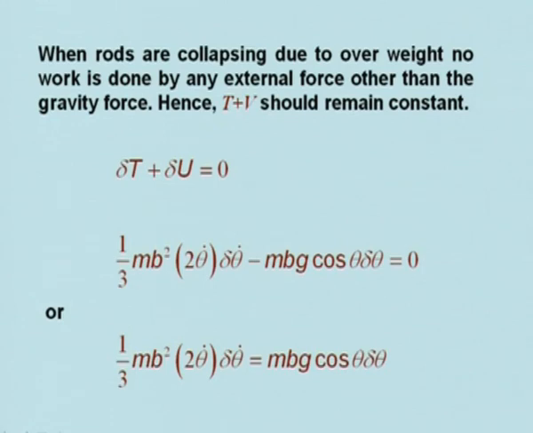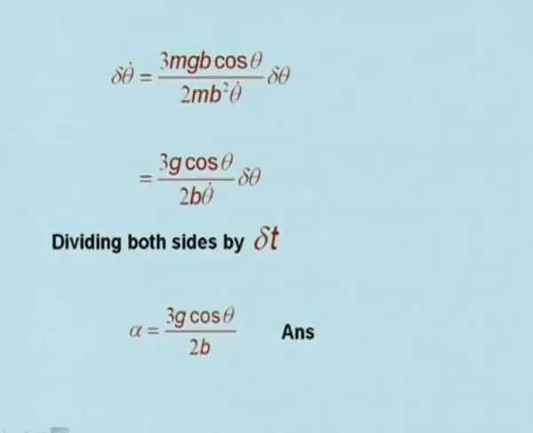Now when the rods are collapsing due to their own weight, then no work is done by external forces other than the gravity forces. Hence T plus V should remain constant, and therefore delta T plus delta V is equal to 0. That means 1/3 m b square 2 theta dot delta theta dot minus m g b cos theta delta theta equal to 0, or 1/3 m b square 2 theta dot delta theta dot is equal to m g b cos theta delta theta.